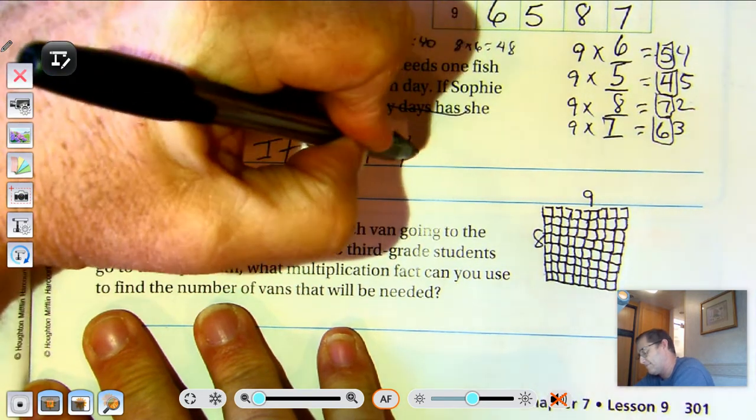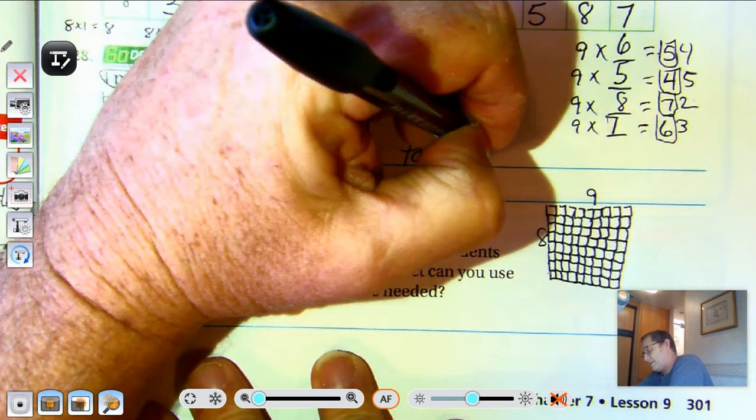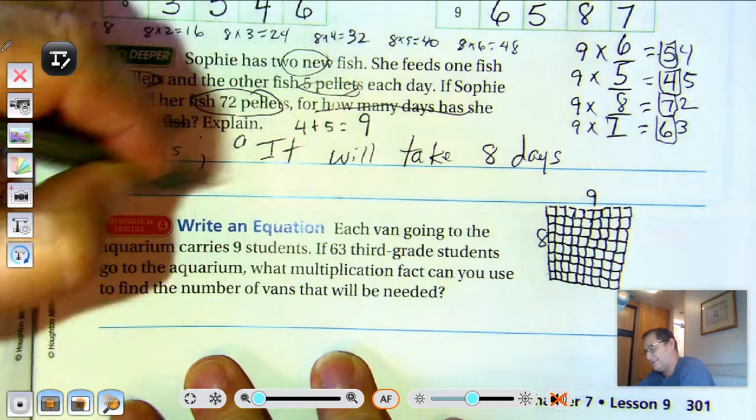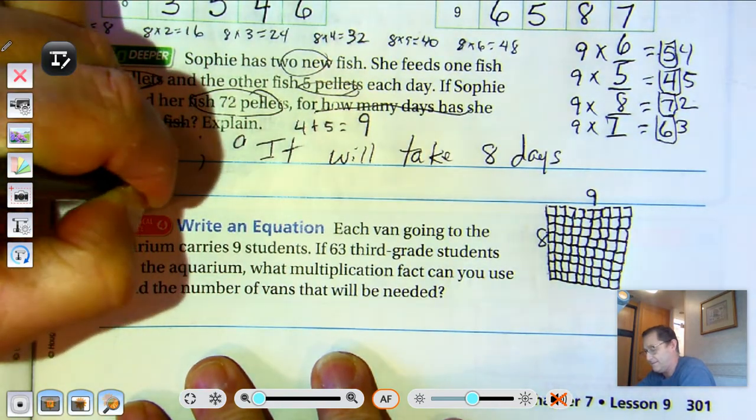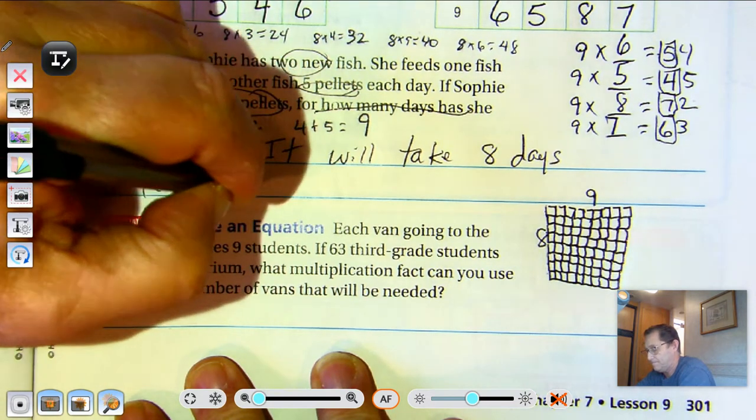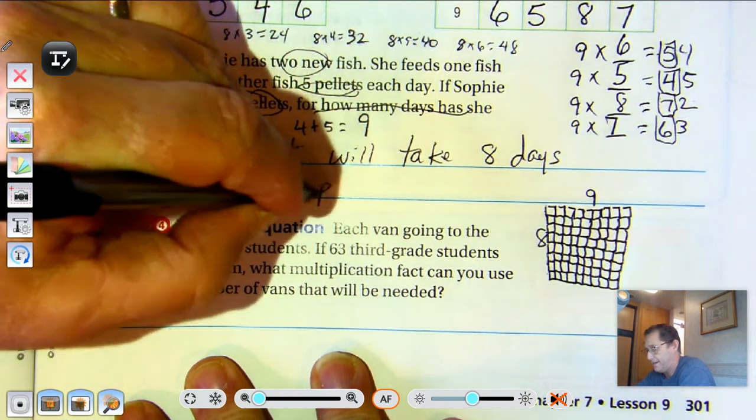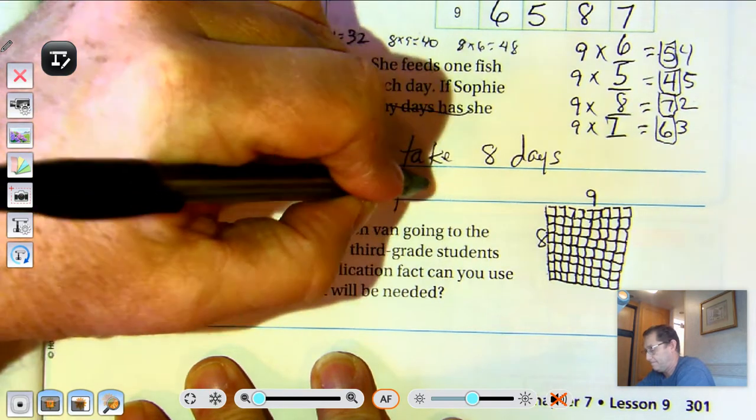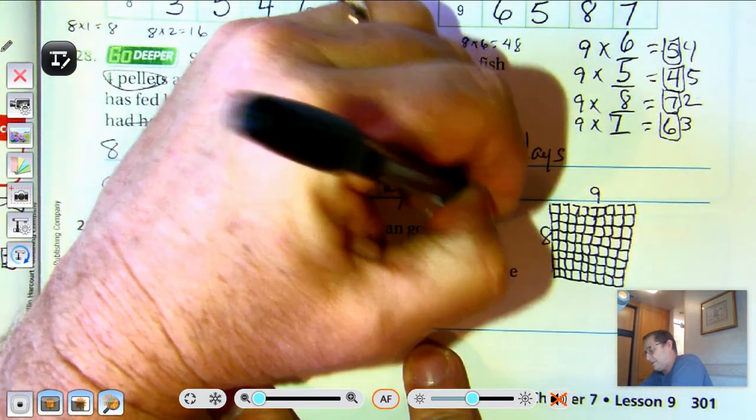It will take 8 days of feeding 9 pellets per day to equal 72.